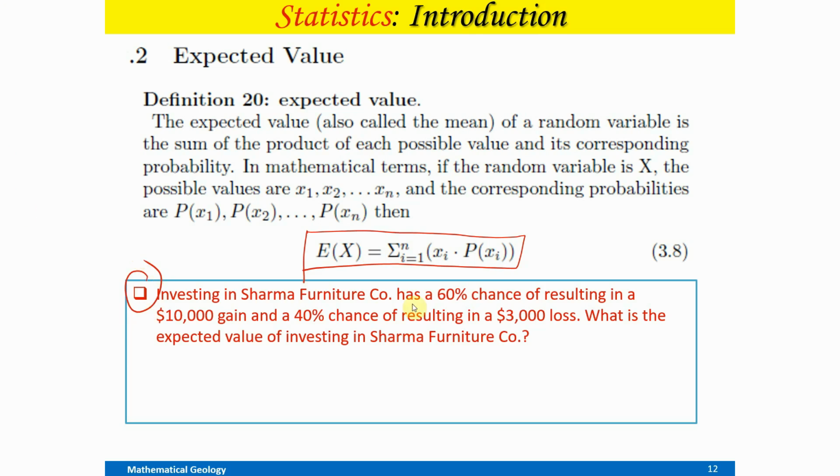Investing in Sharma Furnitures and Co has a 60% chance. So the probability here is actually represented as a percentage. You always have to represent it in the decimal way, like 0.6 chance out of 1. So it has a 60% chance of resulting in a $10,000 gain and a 40% chance of resulting in a $3,000 loss. What is the expected value of investing in Sharma Furniture and Co?